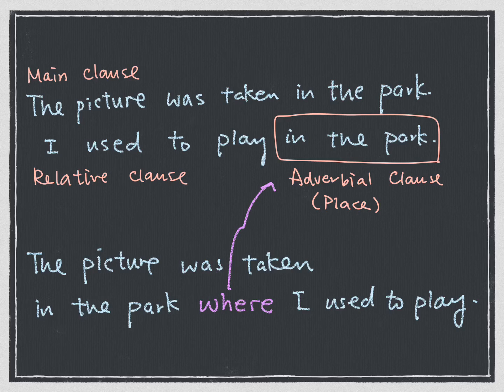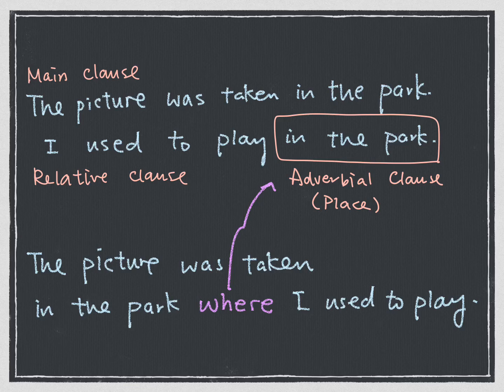So let's set the first one as the main clause: the picture was taken in the park. And now we want to use the relative clause to give extra information about the park. And so in the second sentence, in the park will be replaced by where. And so we'll combine these two sentences like this: the picture was taken in the park, where I used to play. So where I used to play is a relative clause, and we put it right after in the park because we want to give extra information about the park.